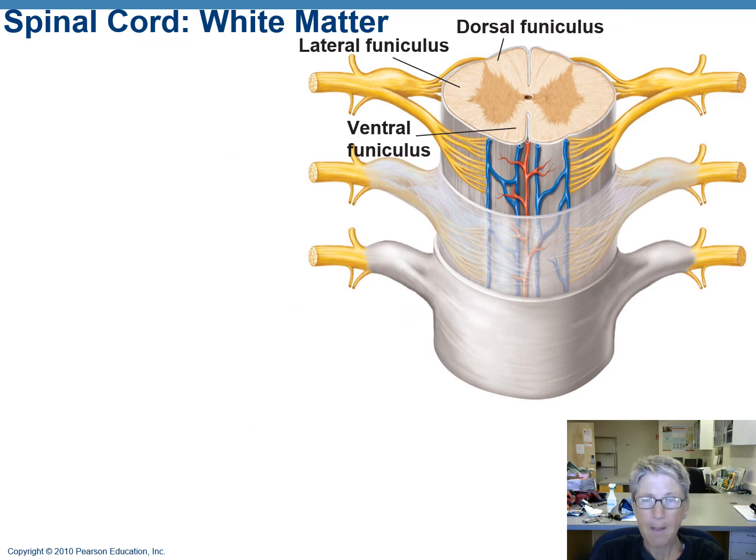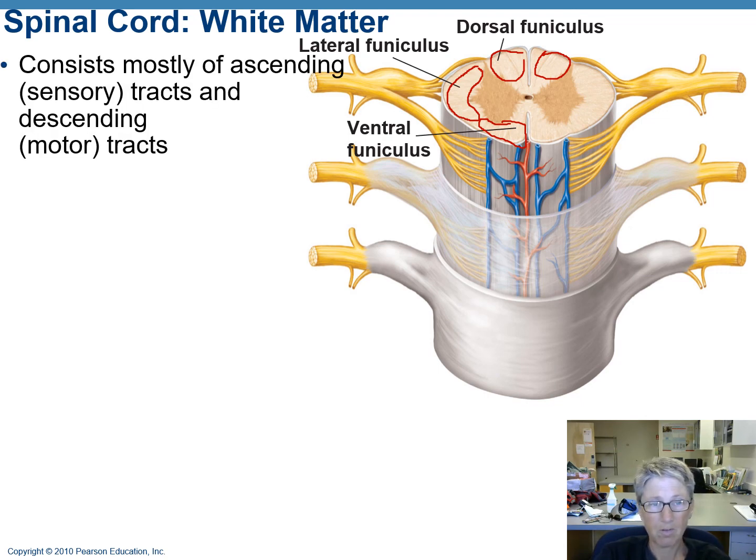Now there's some more fun names you can memorize. So here, in this cartoon, it shows this area here and here. This is a dorsal funiculus. This area would be a lateral funiculus, and then this would be a ventral funiculus. And the funiculus, or the funiculi collectively, those are just where the tracts are running. And the tracts, remember, tracts are just bundles of axons in the central nervous system.